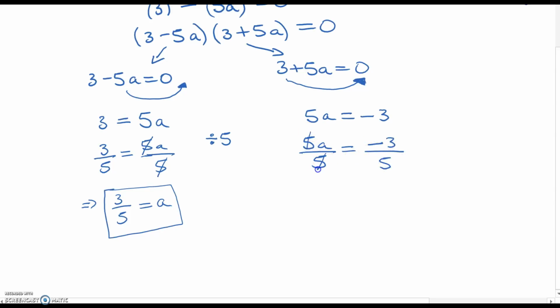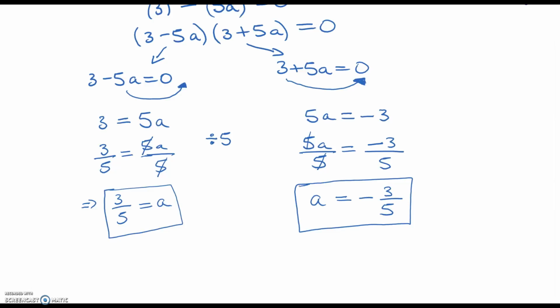The 5's will cancel. So we have a is equal to a minus over a plus is a minus, and it's just going to be 3 over 5. You can't reduce that. You can't simplify it. You could write it as a decimal if you want, but why go to that extra step? Negative 3/5 and 3/5. Okay, that's our whole chapter on difference of two squares.